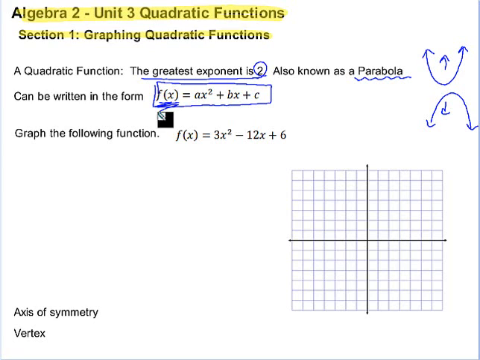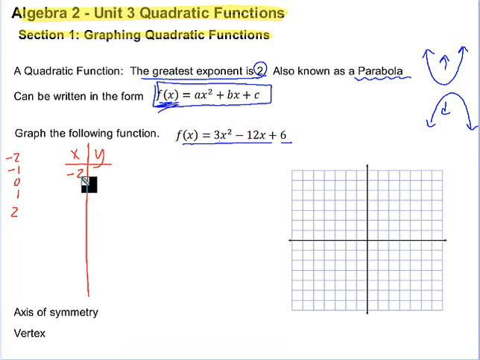So we're going to start off by graphing the following function. f of x is equal to 3x squared minus 12x plus 6. Well, how can we possibly graph this? All right, so anytime you don't know how to graph something, you can just make an xy chart. You just pick points for x, plug them in, and solve for y. Typically, you can start from finding values from -2 to +2.